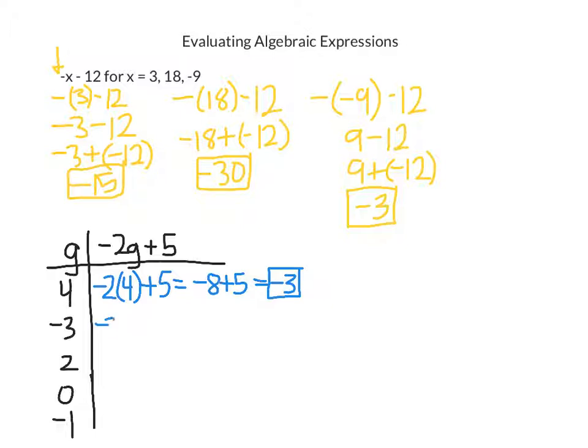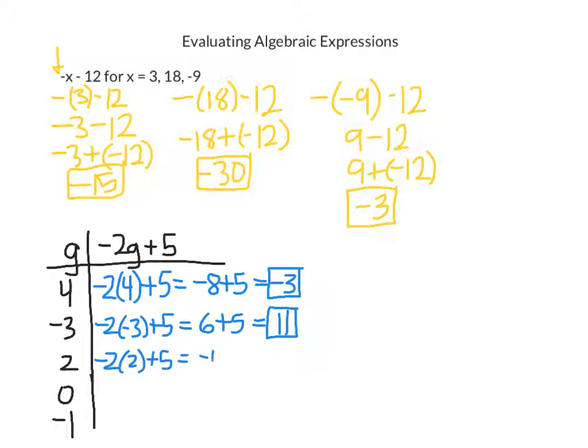So negative 2 times negative 3 plus 5. So negative 2 times negative 3 is positive 6, and positive 6 plus 5 is 11. Negative 2 times 2 plus 5. So negative 4 plus 5. The signs are the opposite, so I find the difference. And the farther one from 0 is positive, so I keep it positive.